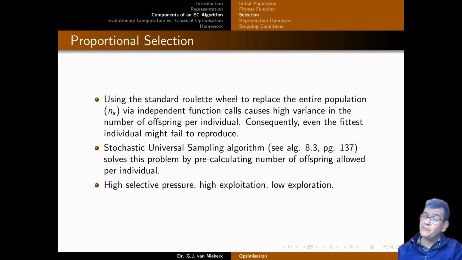Oh yes, and before I forget, the proportional selection scheme, of course, has a high selective pressure because the fitness plays such a crucial role in selecting the individuals.